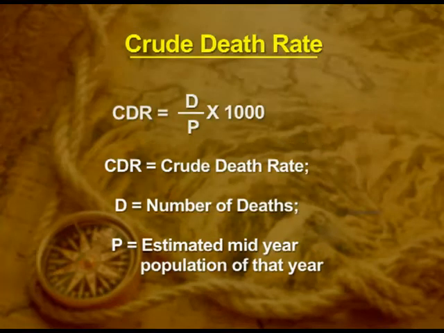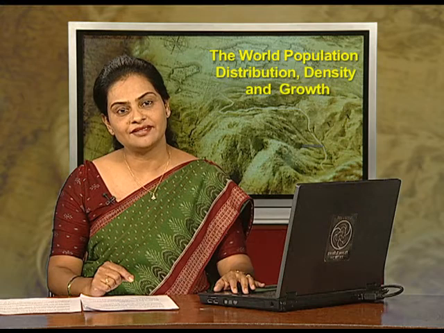Similarly, if we divide the number of deaths by the estimated mid-year population of that area and multiply the product by 1000, we get the crude death rate. The population changes with the change in the death rate, birth rate, and migration.